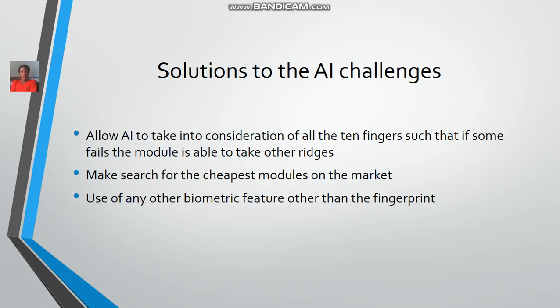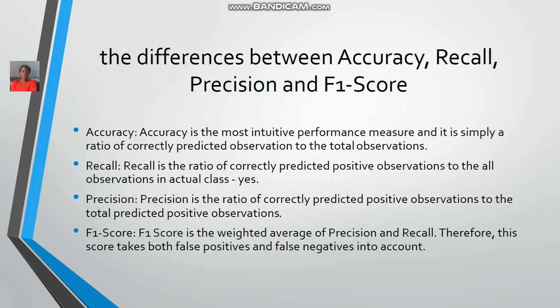So the solutions are: allow AI to take into consideration all 10 fingers, such that if some fingers fail, we scan other fingers. Also search for the cheapest modules on the market, and use other biometric features other than fingerprints. In case somebody doesn't have fingers, we take into consideration maybe the iris and other biometric features.